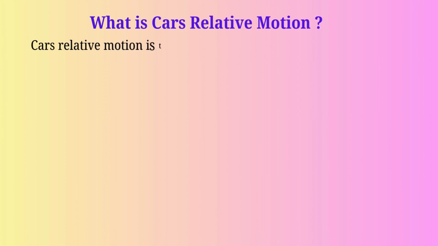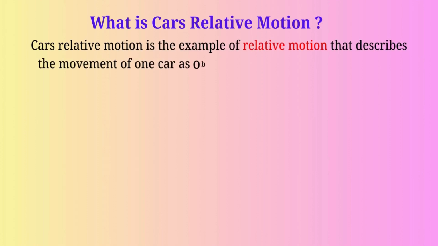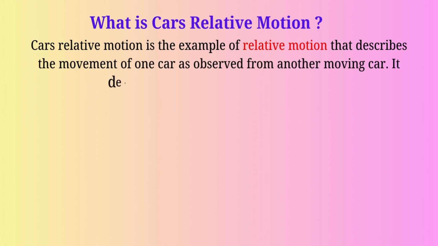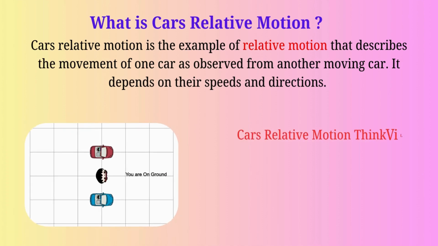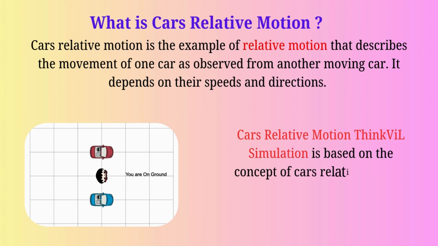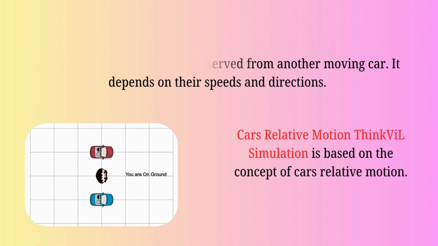Cars' relative motion is an example of relative motion that describes the movement of one car as observed from another moving car. It depends on their speeds and directions. The ThinkViL cars' relative motion simulation is based on this concept.